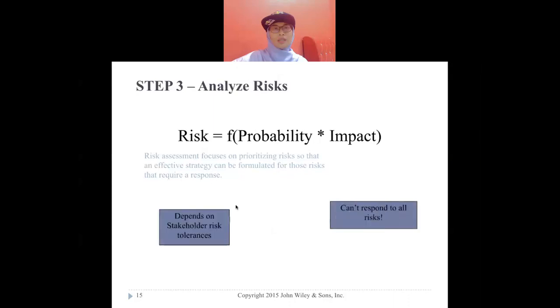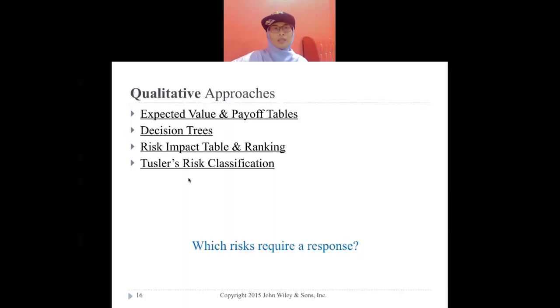Okay, so depending on stakeholder risk tolerance, we can respond to a risk. Sometimes the risk assessment focuses on prioritized risk so that an effective strategy can be formulated for those risks that require a response. This is to get the highest risk. So you can categorize it as high risk, moderate risk, or low risk, or less risk, kan? So when you categorize, you should be able to know that the high risk is the most important that we need to consider, kan?